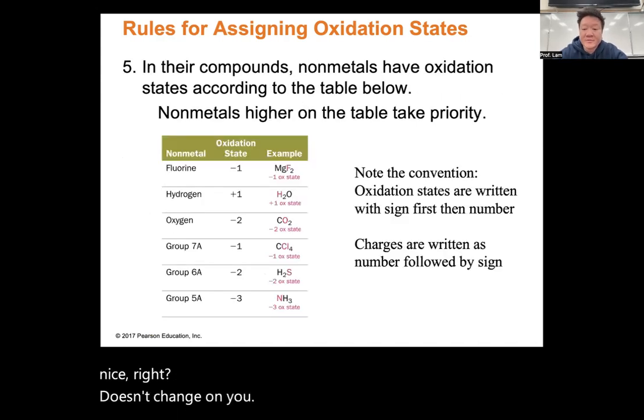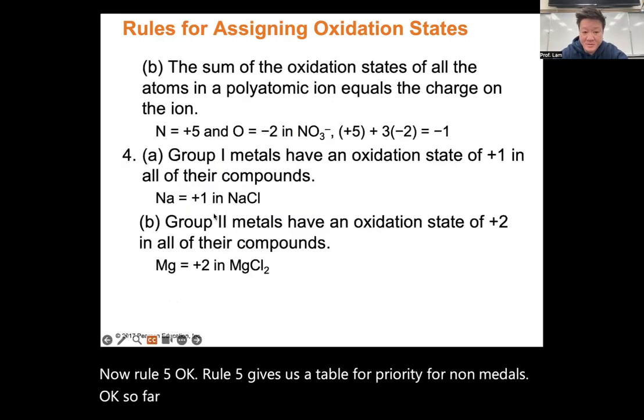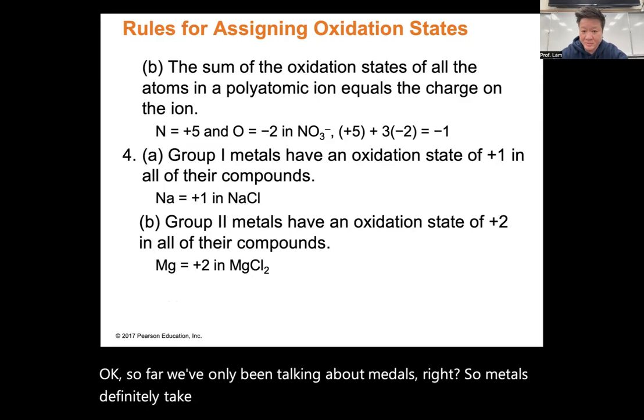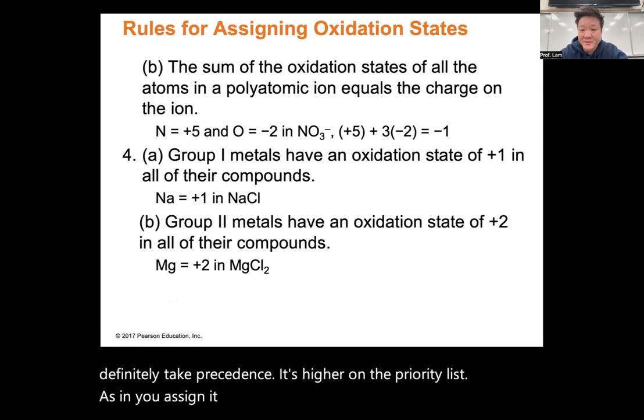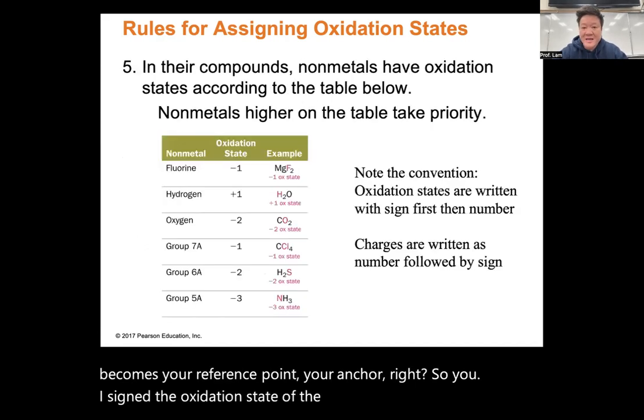Now, rule 5. Rule 5 gives us a table for a priority for nonmetals. So far we've only been talking about metals, so metals definitely take precedence. It's higher on the priority list, as in you assign it first, because it never changes. It becomes your reference point, your anchor. So you assign the oxidation state of the metal first and then the nonmetals.